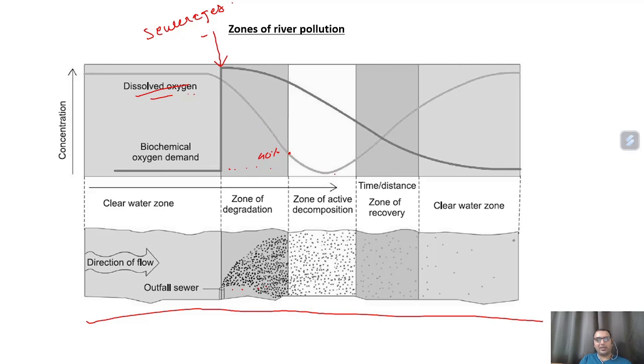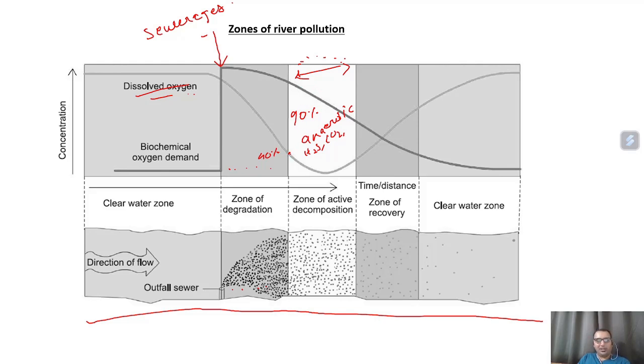Then comes the zone of active decomposition. This is the most polluted zone of river water flow when a sewerage is mixed. Here the conditions are mostly anaerobic, which means there is almost no oxygen present. You will see different gases such as H2S, CO2 and methane coming out, and you might see some bubbles in this region. In this region the dissolved oxygen drops to 90% depletion. This means there is no probability that a fish will survive in this region.